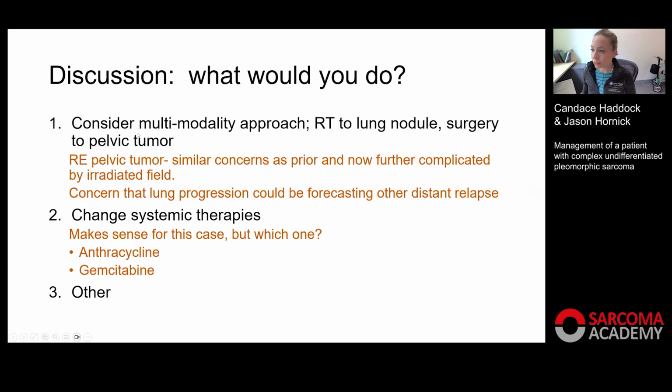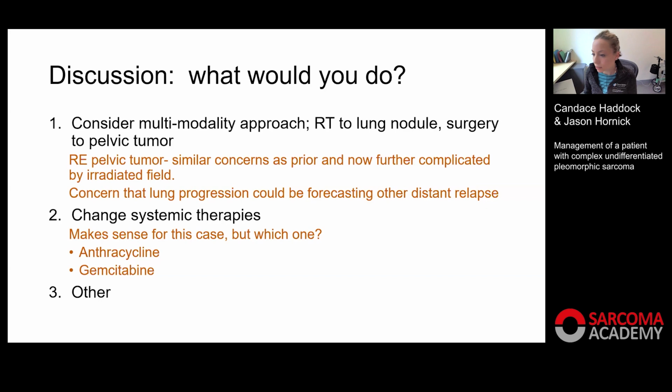First, we thought about considering a multimodality approach with radiation to select nodules and maybe surgery to the primary pelvic tumor, and perhaps after that, starting on a different systemic therapy. But we were still concerned about surgery to that pelvic mass and the feasibility of that and the patient's ability to tolerate surgery. Now we're also dealing with an irradiated field. So that was felt to not be the best option. And also with the lung progression, we were worried that this will forecast future distant relapse. So we just felt that changing systemic therapies made the most sense.